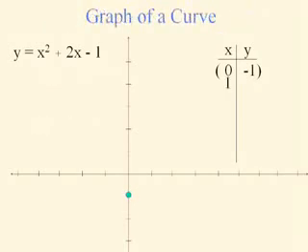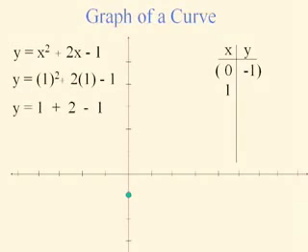Now let's see. I'm going to put in 1 again. But remember, I put it in every place I see x. And I get a 2. 1 plus 2 is 3, minus 1 is 2. So the point is over 1 and up 2.